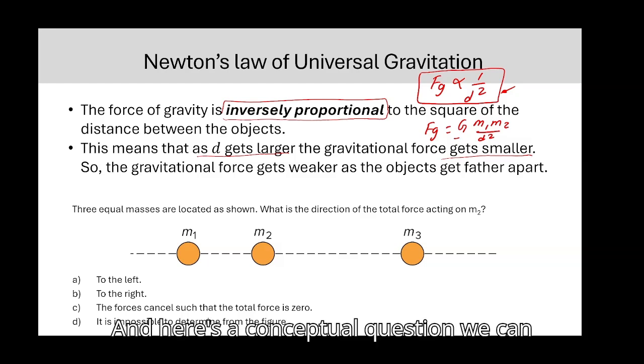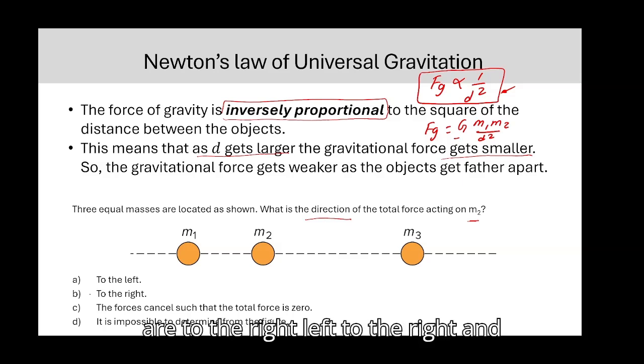Here's a conceptual question we can look at. Three equal masses are located as shown. What is the direction of the total force acting on m2? The options are: to the left, to the right, the forces cancel such that the total force is 0, or it is impossible to determine from the figure. We can use the relation where the force is inversely proportional to the square of the distance.